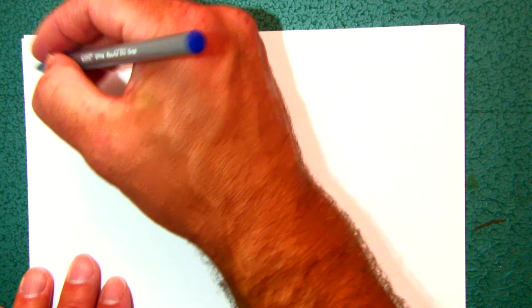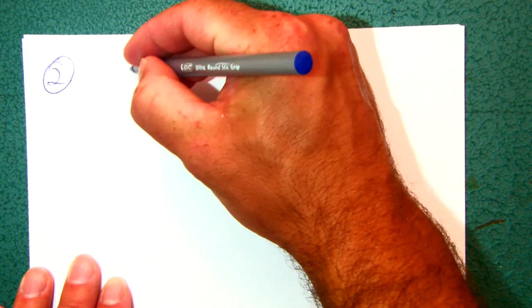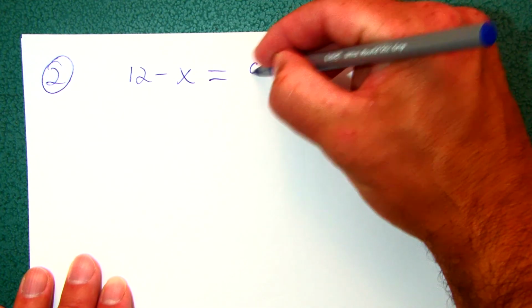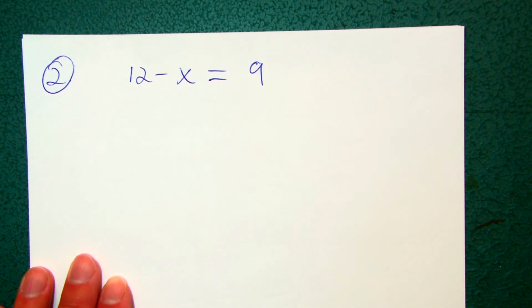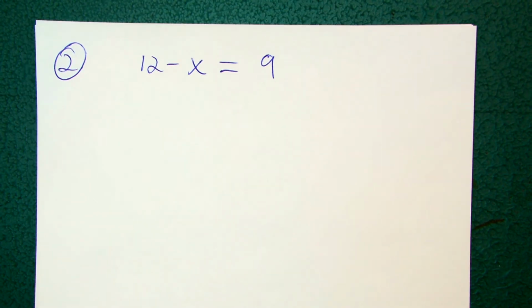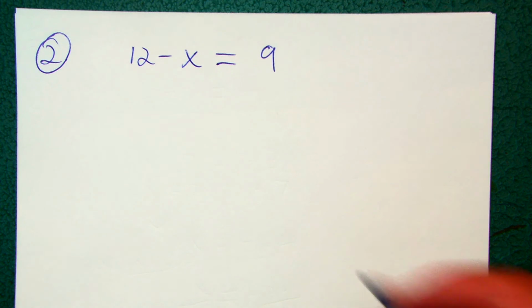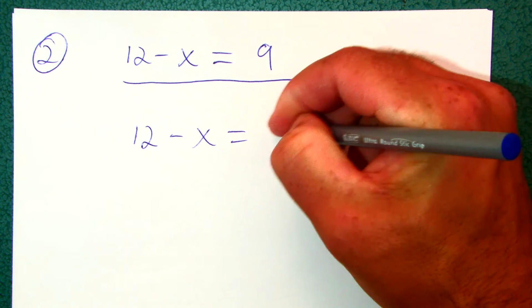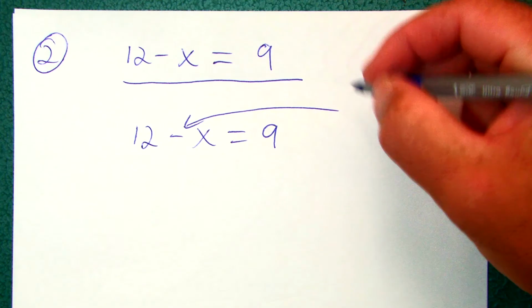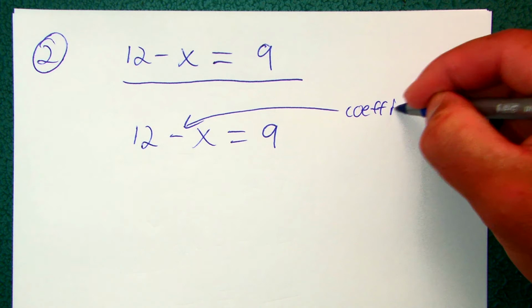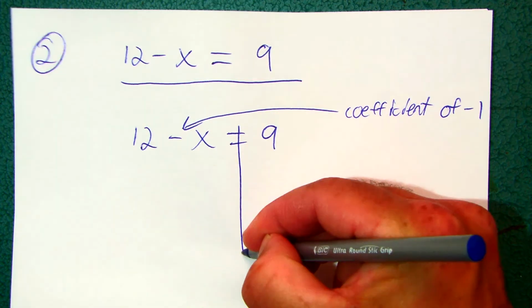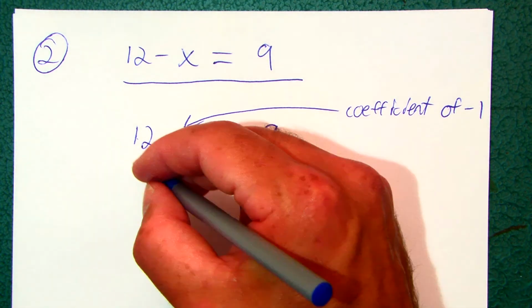One more two-step equation here. All right, 12 minus x equals 9. So the first thing I really want to point out here is this 12 minus x. There's my original, I just want to rewrite it down here: 12 minus x equals 9. You want to think of that as a coefficient of negative 1. So the first thing I'm going to do here is move this 12 to the right, so I'm going to subtract 12 to start.